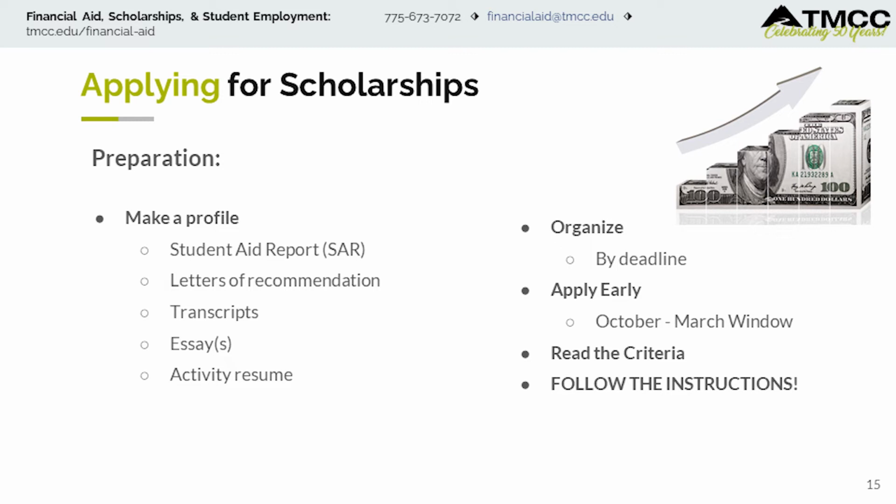Finally, an activity resume is helpful to list out the extracurriculars a student has participated in. This makes it easy to reference when the scholarship inevitably asks what they have done for the community or what sports they've played, etc. They will also want to organize the scholarships they intend on applying for by the deadline. Missed deadlines and incomplete applications are the #1 reason a student will miss out on scholarship opportunities. Applications often open in October and close around March of their senior year. Of course, there are exceptions, but looking early is key.